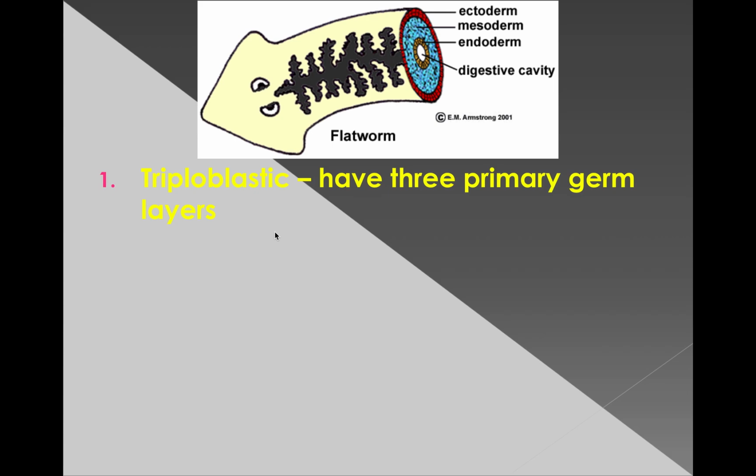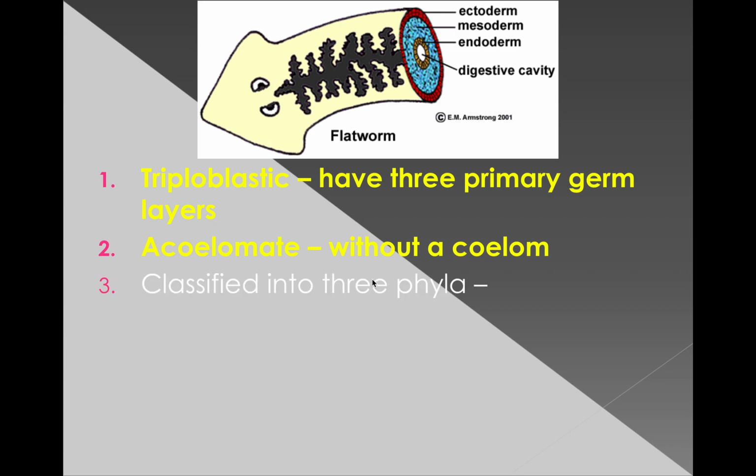Because they're all stuck together and there's no space, these animals are also considered to be acoelomates. They don't have a coelom, which means they don't have a true body cavity. What you see is all three of these structures are stuck together. There's no space in between them. So we kind of talked a little bit about that in class.